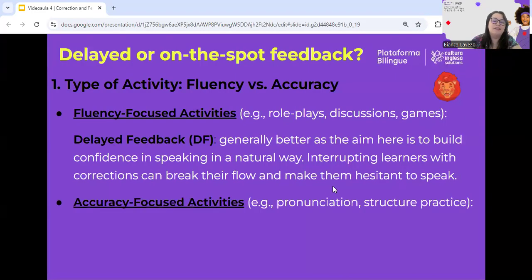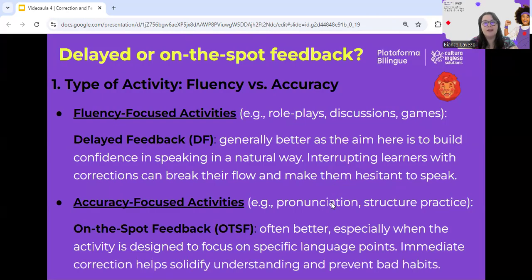So if you're thinking of accuracy-focused activities, on the other hand, then on-the-spot feedback might work better because the focus is to help solidify the understanding of the target language and also prevent bad habits from happening. So they have to understand that they have to say, for example, it's a blue pencil and not a pencil blue, for instance, or anything like that. So the type of activity is very important. When you're thinking of the lesson plan, think of the type of activity and then think of the type of feedback that you're providing them with.